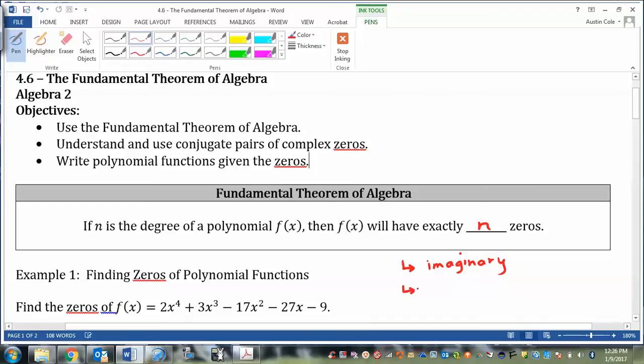Another situation would be repeated zeros, and we talked about this at the beginning of last class. If I get the same answer twice, let's say I get x equals 2 and x equals 2, well, that's the same zero, right? So we need to account for those as 2 separate ones, even though they're actually the same thing. Okay?